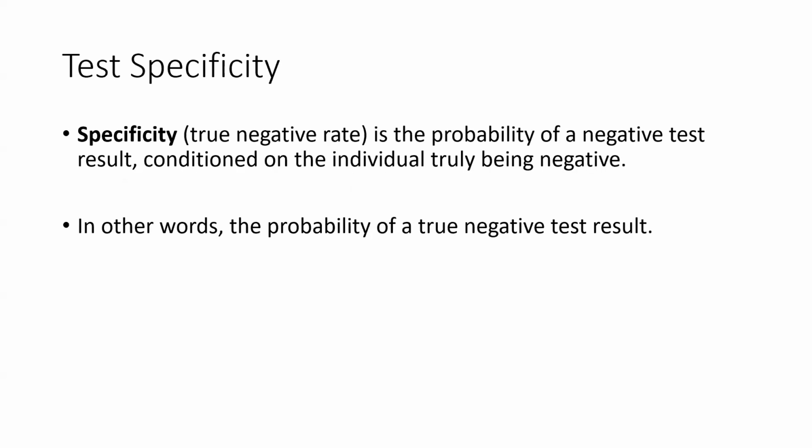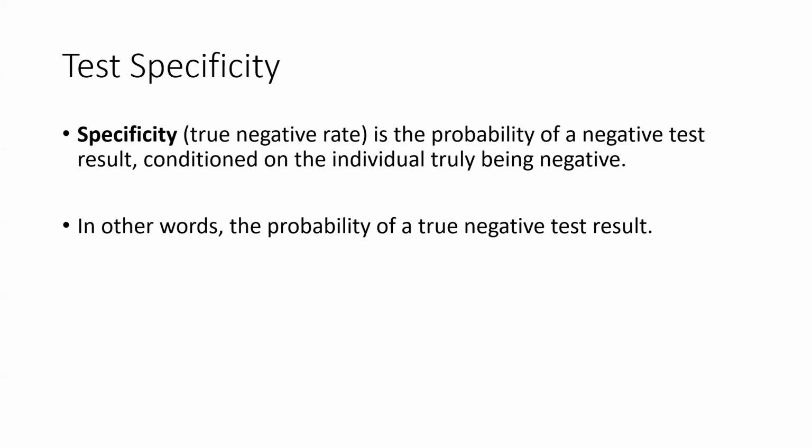So we'll start with test specificity. Specificity can also be remembered as true negative rate. It's the probability of a negative test result conditioned on the individual truly being negative. So in other words, the probability of a true negative test result. All right, that's important to remember. The probability of a true negative test result.